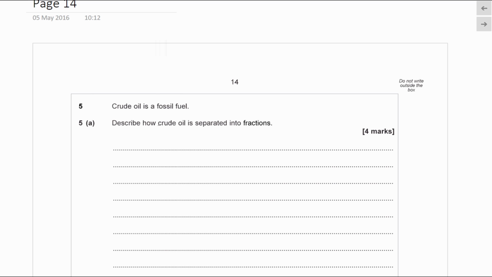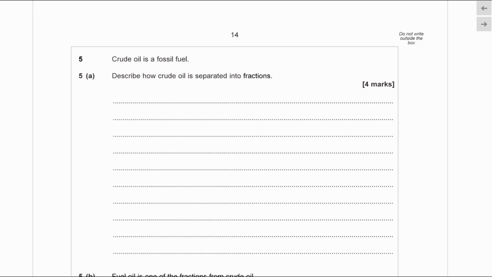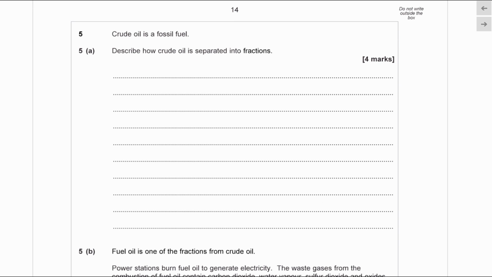So question 5. It says that crude oil is a fossil fuel, and describe how crude oil is separated into fractions. Alright, and so you should know that this is via fractional distillation. So I'm going to say that crude oil is separated by fractional distillation.